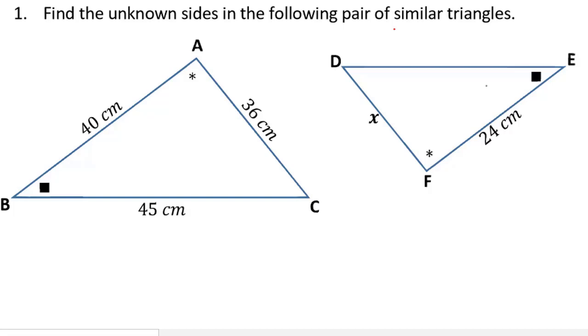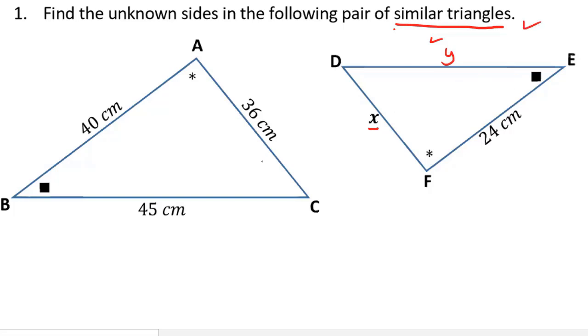In the first question, we're asked to use the information provided to us that these two triangles are similar to solve for all the unknown sides in the second triangle. So side DE, which is not marked, and we'll put a Y on there, and side DF, which is marked as an X.